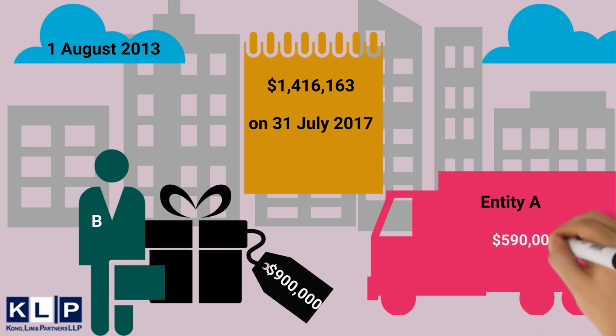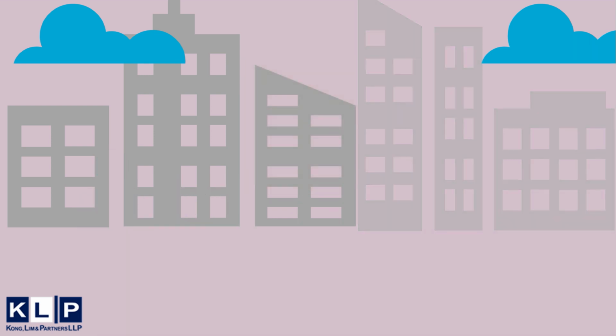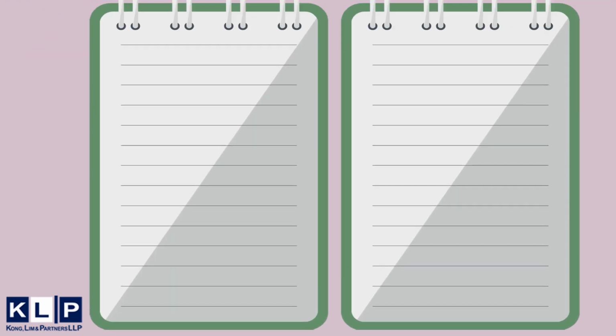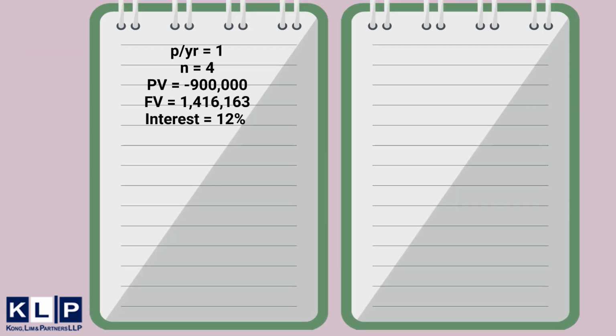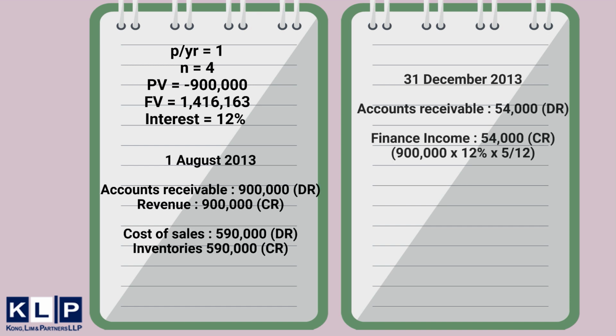Entity A makes use of the perpetual inventory system. Prepare the general journal entries to account for this economic event in the accounting records of Entity A for the year ending on 31st December 2013 in accordance with IFRS.